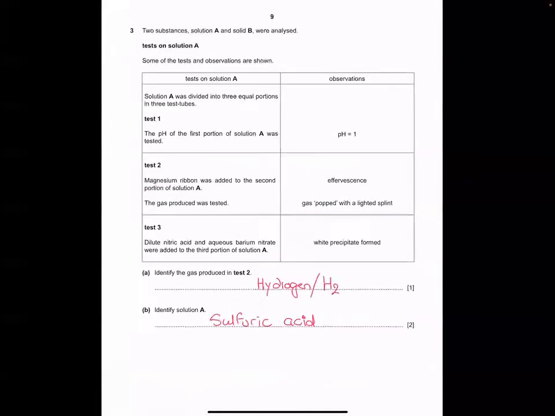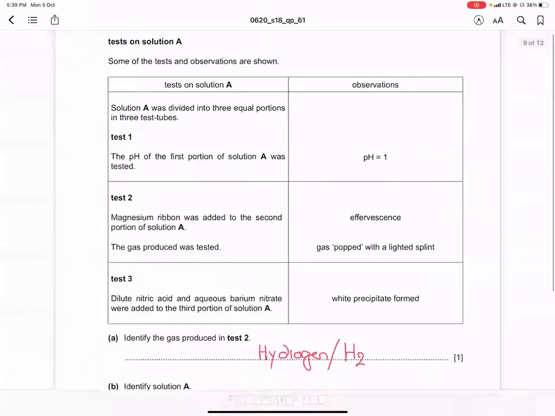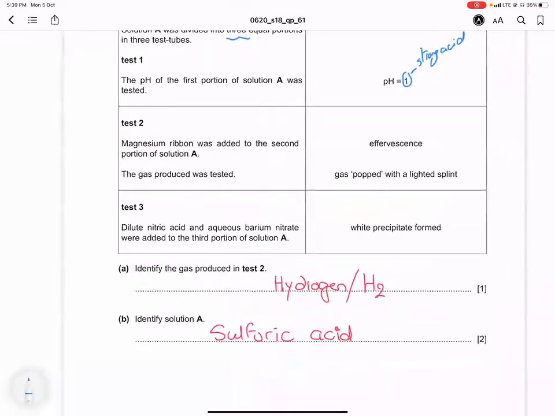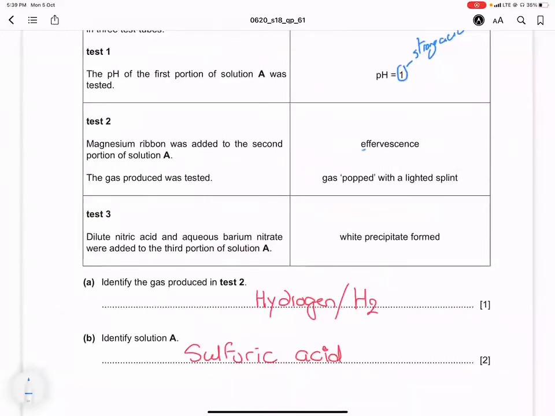Cations and anions, question 3. You have 2 substances, solution A and solid B, which were analyzed. Tests on solution A: he divided it into 3 equal portions. In the first test, he measured the pH, pH 1. This means that we have a strong acid. Then in test 2, magnesium ribbon was added to the second portion, and there was effervescence. An acid with magnesium, this means that the gas is hydrogen. Acid plus metal gives salt and hydrogen. The gas produced was tested, pop sound, which is a confirmation for hydrogen gas.